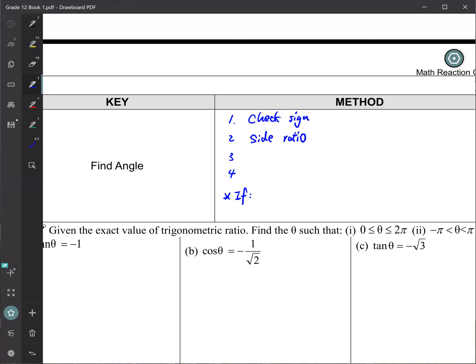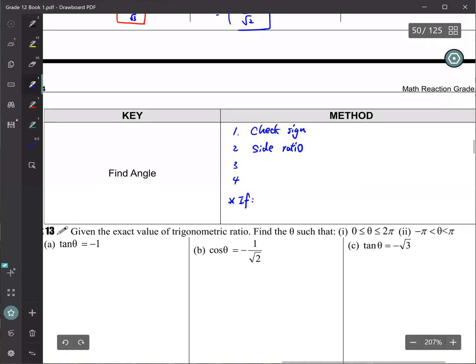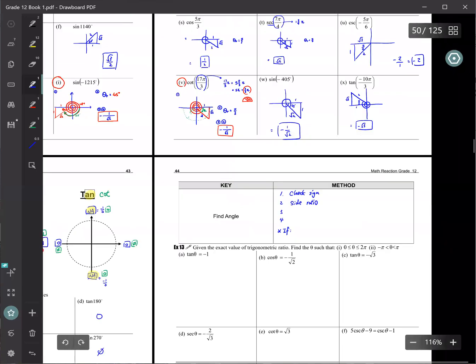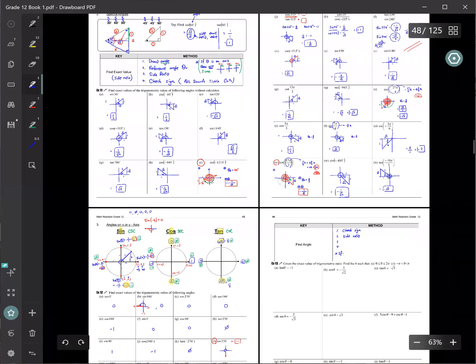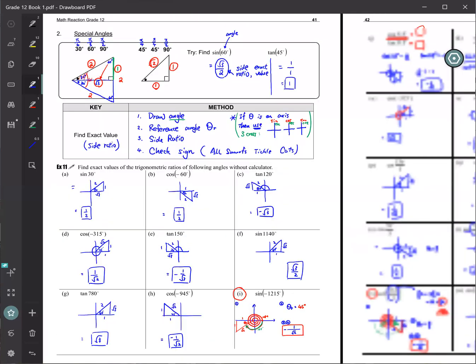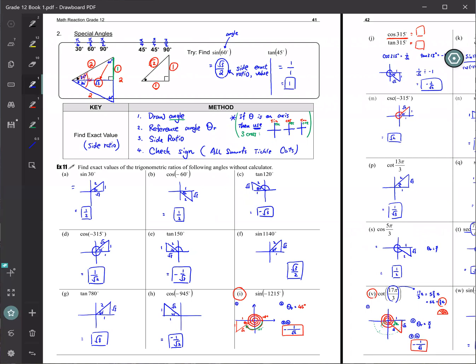Okay, step 3 should be what? Trudy? Not sure. We are going backwards, right? So the steps are backwards. Oh, like that before, okay? Reference angle. Yeah, reference angle, okay.